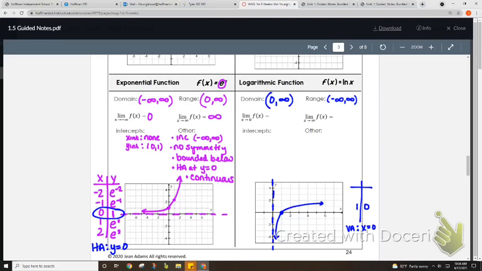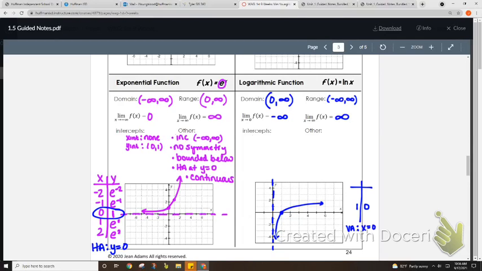Now notice again, they put the limit as x is going towards 0. So as our x value goes towards 0, what's happening to those y values? They're going down, and they're going to keep going down to negative infinity. The limit as x goes towards positive infinity, so as my x's get bigger, my graph keeps going up, and it's going to go up to positive infinity.